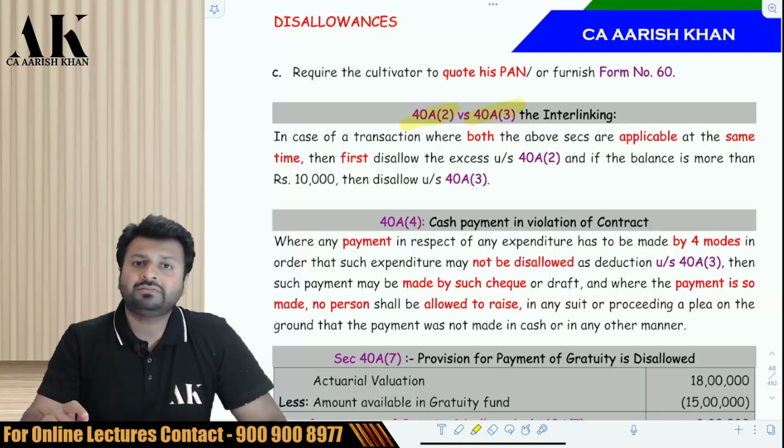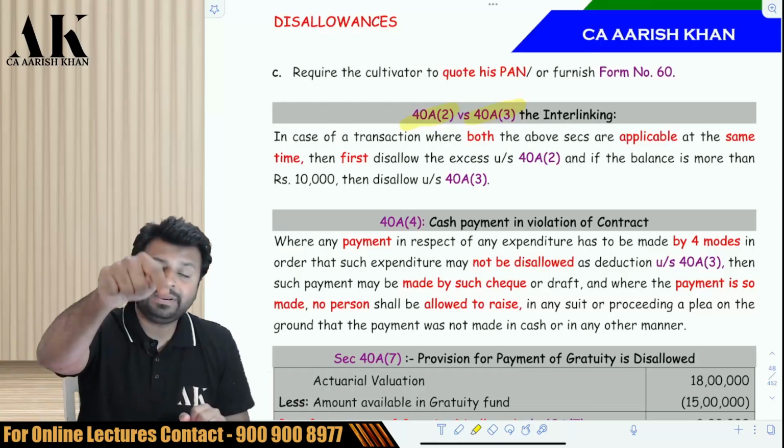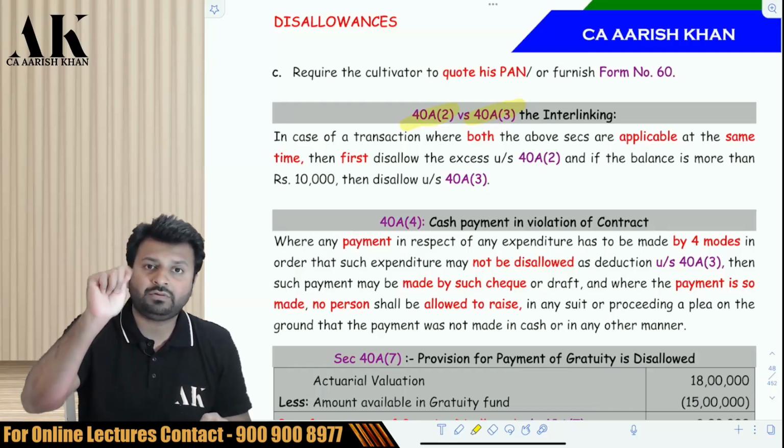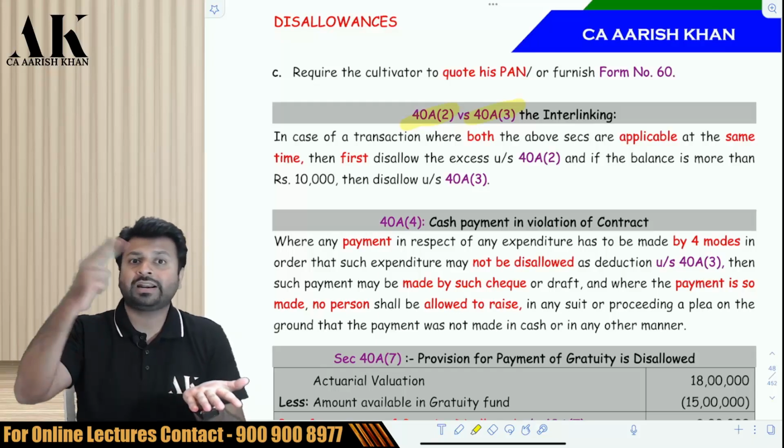So suppose I made a payment of salary of say 1 lakh rupees to my related party, and the fair market value of that salary is 92,000. So how much excess am I paying? 8,000. I am making a payment of 1 lakh rupees instead of 92,000. The fair market value is 92,000. I am making a payment of 1 lakh, that too in cash. So 48.2 will attract, 48.3 will also attract.